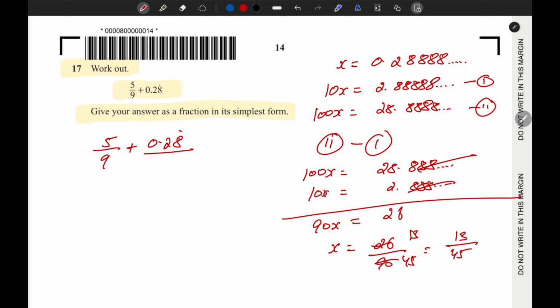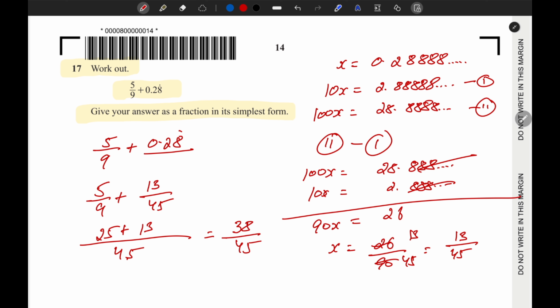So here we can write this. Now we have to do 5 by 9 plus 13 by 45. We take the LCM of 9 and 45, and that's 45 only. So 9 5s are 45, 5 5s are 25, plus 45 goes 1 time so that is 1 times 13, so this is 13. So this becomes 25 plus 13 is 38 by 45. So that's the answer.